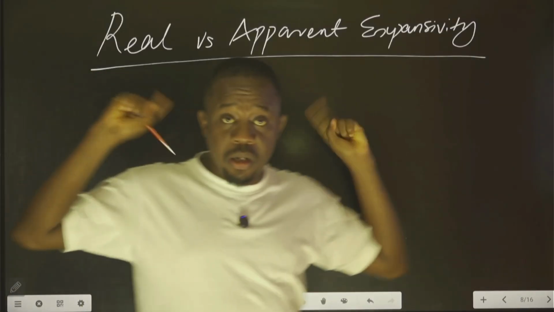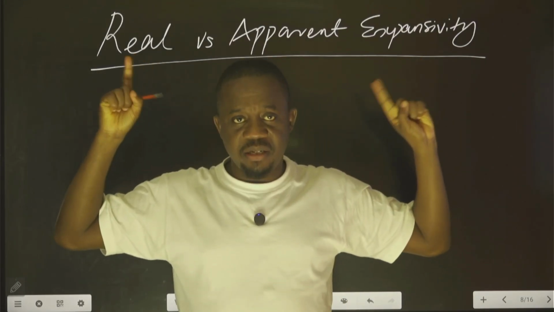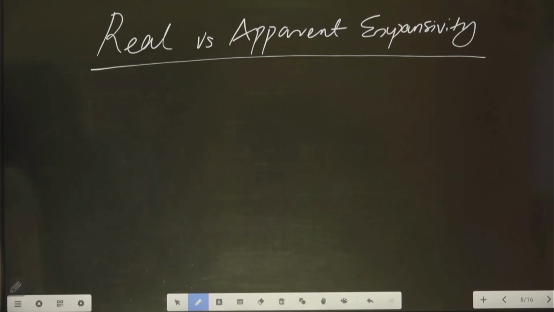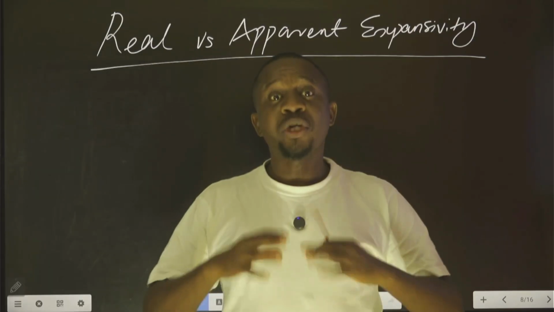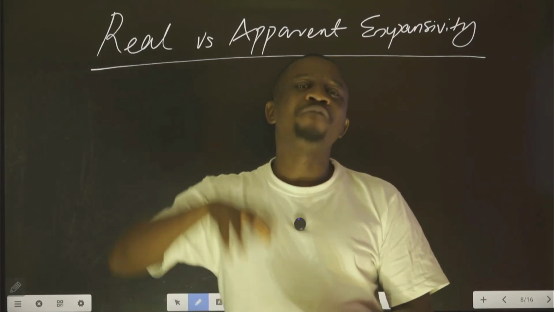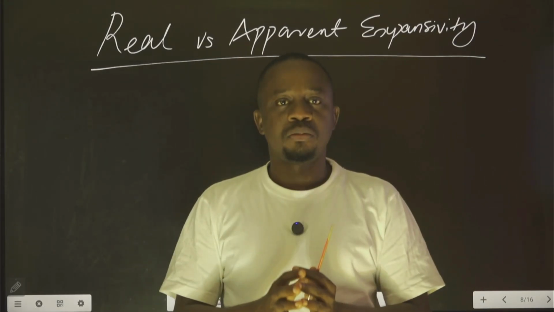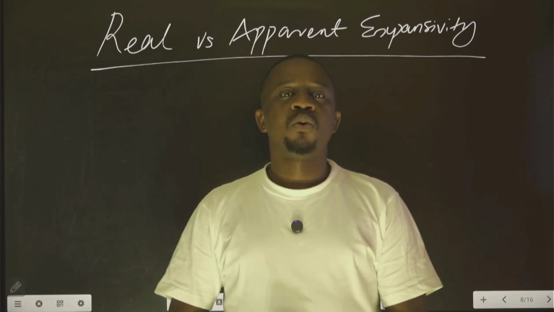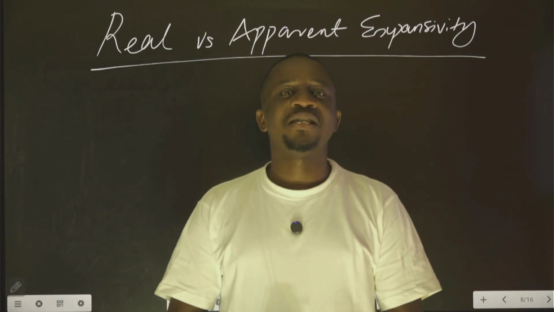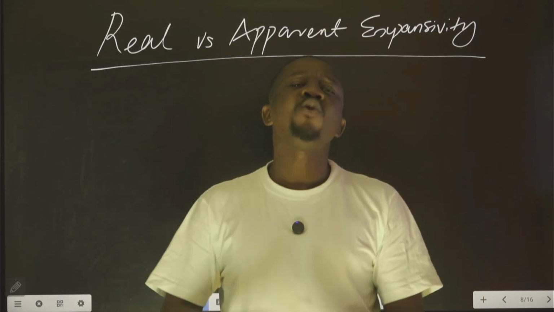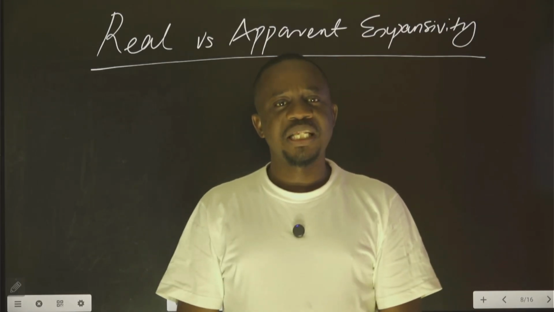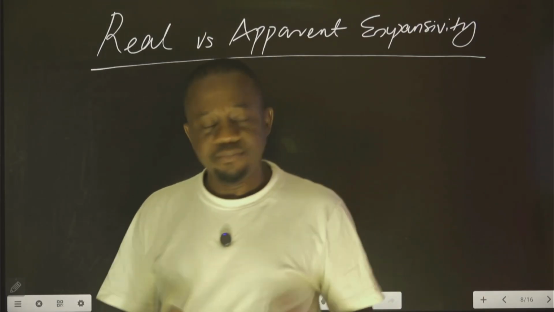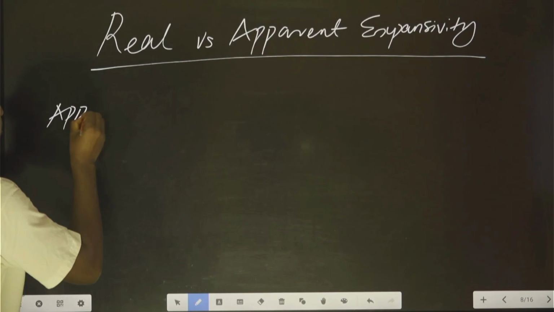Hope you understand this. As you can see, we are looking at real versus apparent expansivity. Okay? When we talk about real expansivity, we are talking about the expansivity of the substance and the vessel that is housing or carrying the substance. While apparent expansivity is the expansivity while you are considering the substance alone. The vessel, the container is not considered, okay?